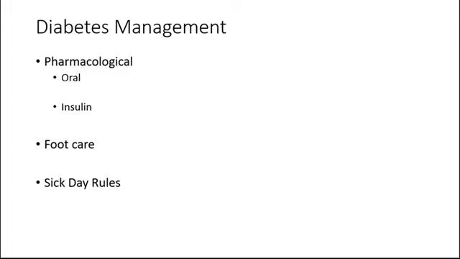Okay, pharmacological. With the diabetic, we're looking at oral medications, and then of course insulin. With oral, we have 3 types of medications. We have the sulfonylureas, which stimulate the pancreas to secrete insulin. So a patient has to have a functioning pancreas producing that insulin, because they will stimulate it. That's how they work.